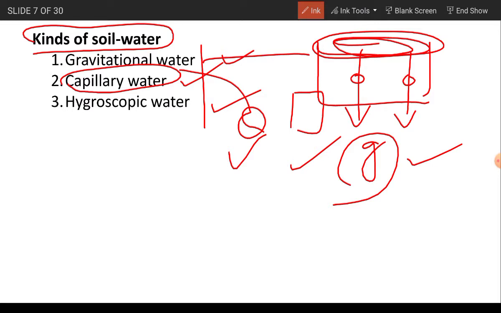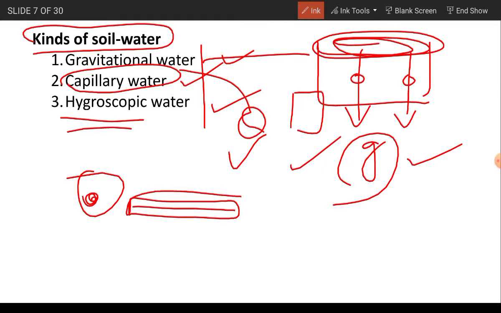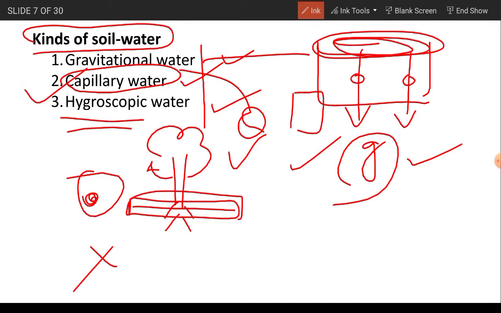The third one is the hygroscopic water. It is the water which is absorbed by the particles of dry soil from the atmosphere, and it is held as a very thin layer. Due to adhesion or attraction between surface of particle and water molecules, this water is very hard to derive by the plant roots. So capillary water is the only water that is available to plant.